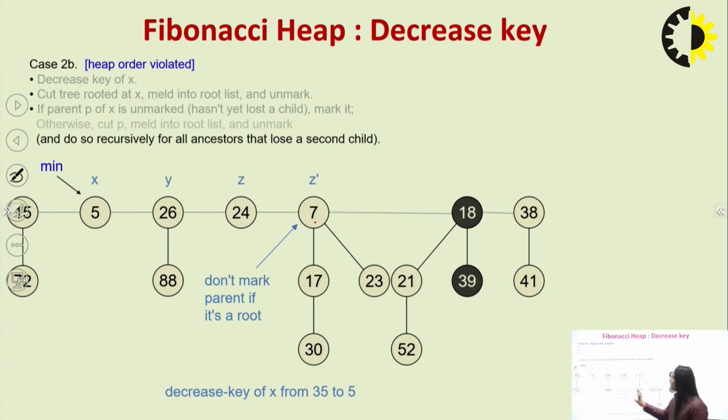Now this is my Fibonacci heap in which I decreased the key. So this is the way we can decrease a key.